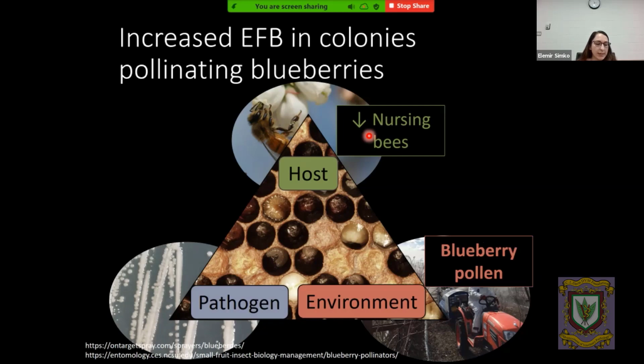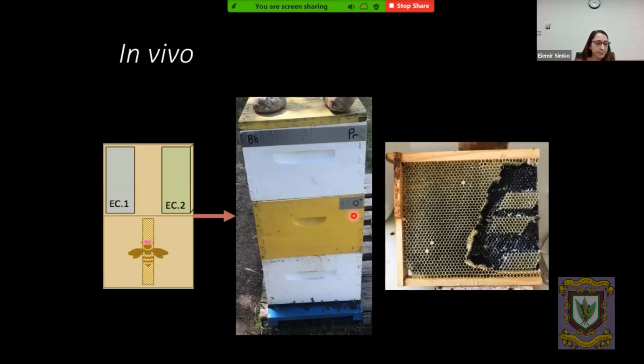During the same time in the spring, this is also when blueberry pollination begins. And so colonies are primarily using blueberry pollen as a resource. Blueberry pollen is thought to have poor nutritional value and may be an inadequate food resource for developing larvae, predisposing them to this disease.